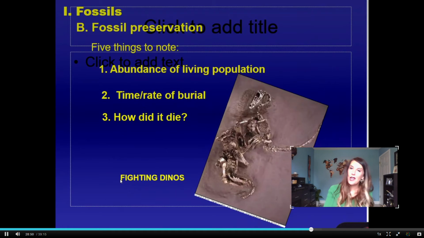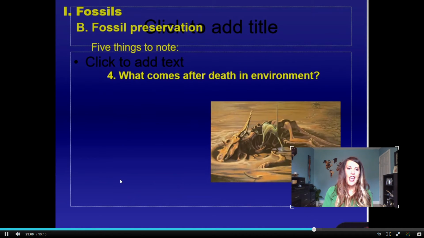So did it die quickly, where something attacked it and it died, or is it dying slowly, where it can go into maybe a cave or a cavity and slowly pass away and then become part of the fossil record? And then based on how it died, we ask the question, what comes after death? So again, is it going to be buried quickly, or is something going to come and scavenge it? And if something comes and scavenges it after its death, then those bones are going to be pulled away.